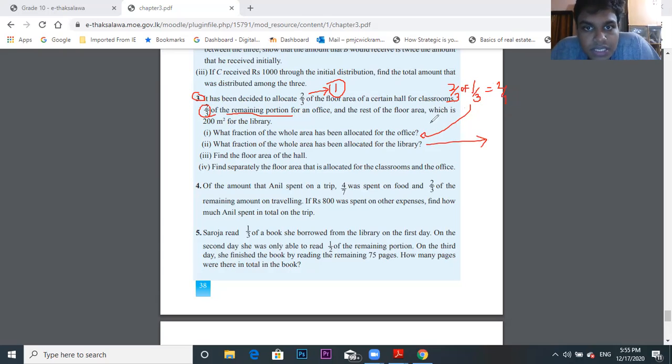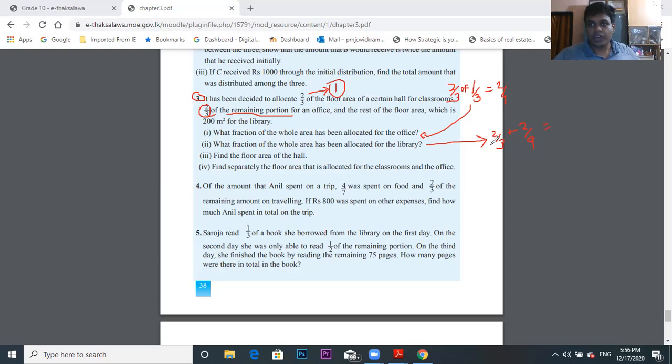What fraction of the whole area has been allocated for the library? We know now two-thirds for the classrooms and 2/9 for the office, and the rest of the floor area. 2/9 is the fraction of the whole for the office, and for the classrooms two-thirds. What is the fraction allocated for the library? The question asks for the library. So the rest of the floor area, which is 200, is the library.